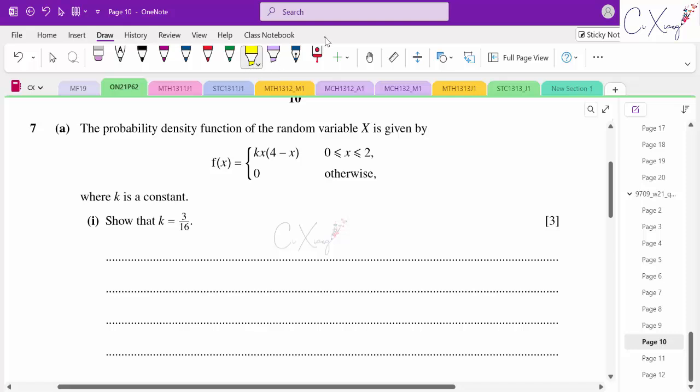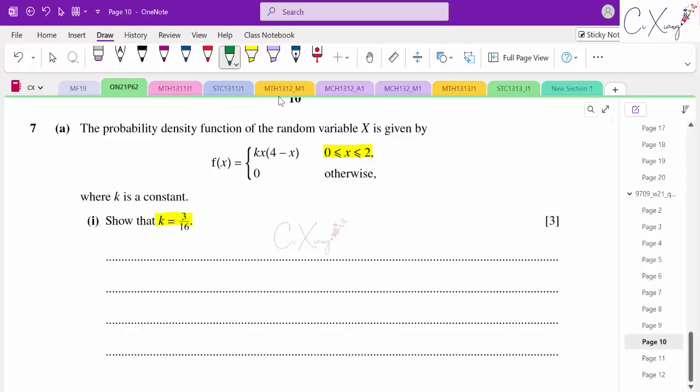All right, so the very last question for this paper, question number 7. The probability density function of the random variable x is given by the function like this, and the value of x is defined from 0 until 2, where k is a constant. They want us to show that k is equal to 3 over 16. For any continuous random variable with a probability density function, the integration over all the values of x of f(x), that means the area under the graph, should always equal 1.